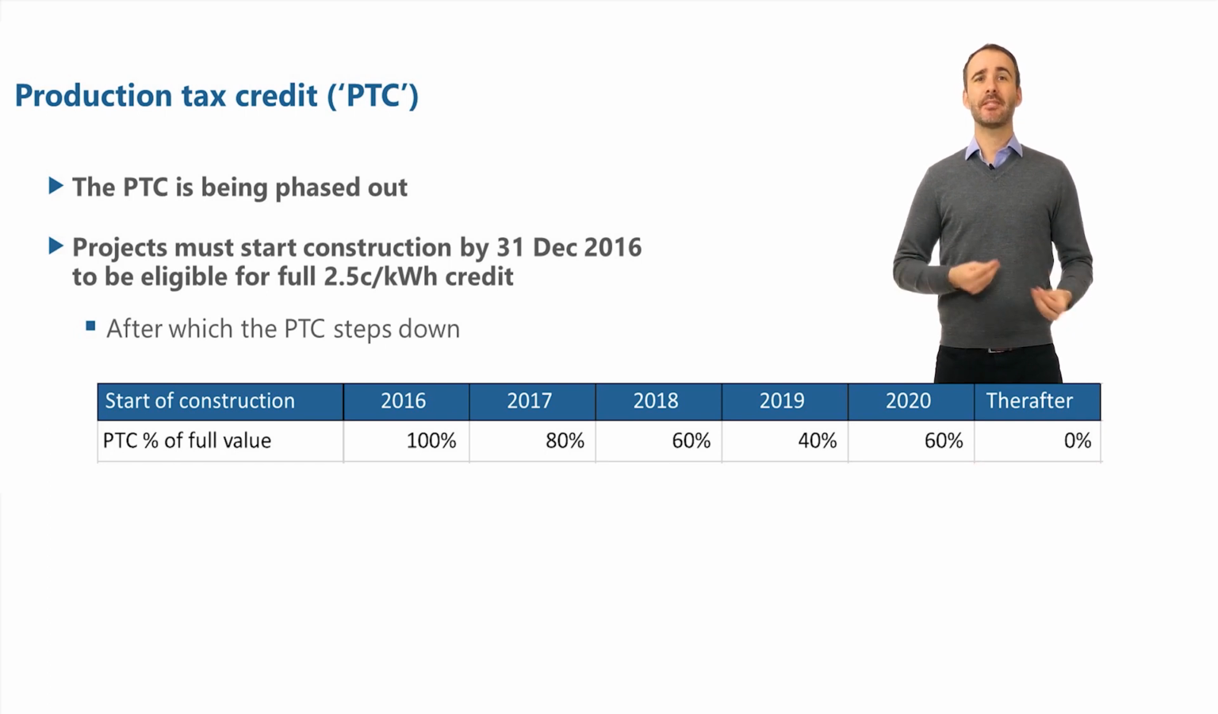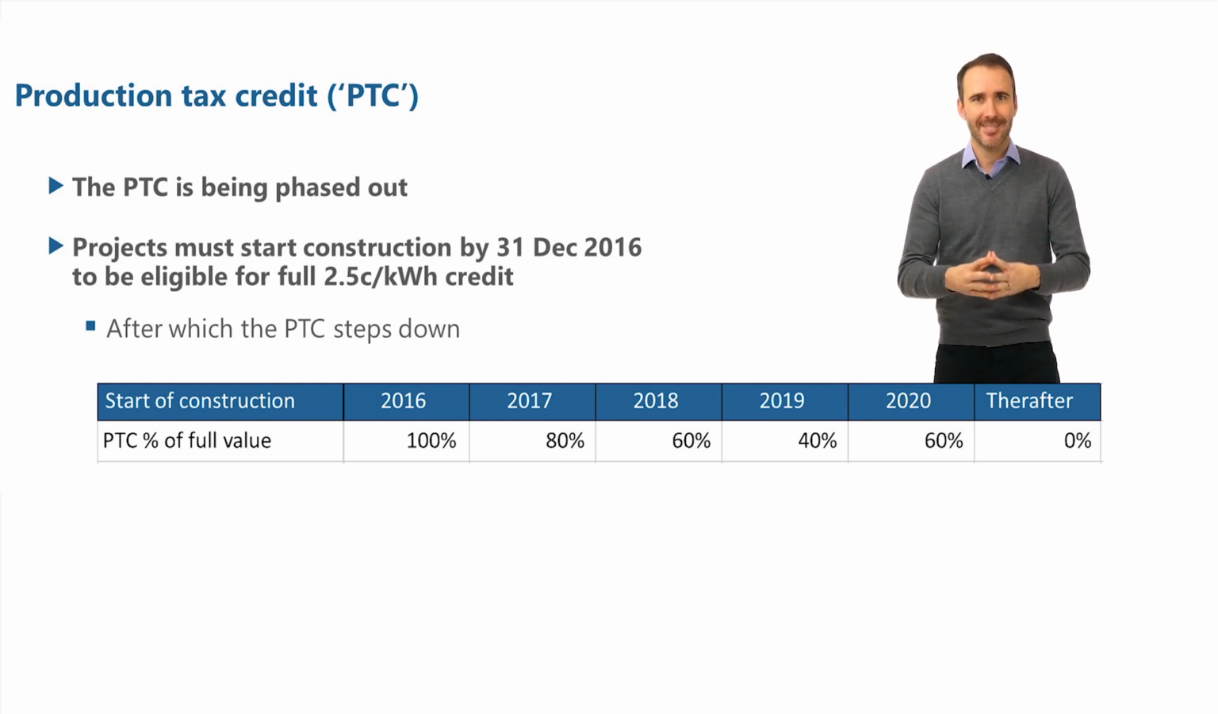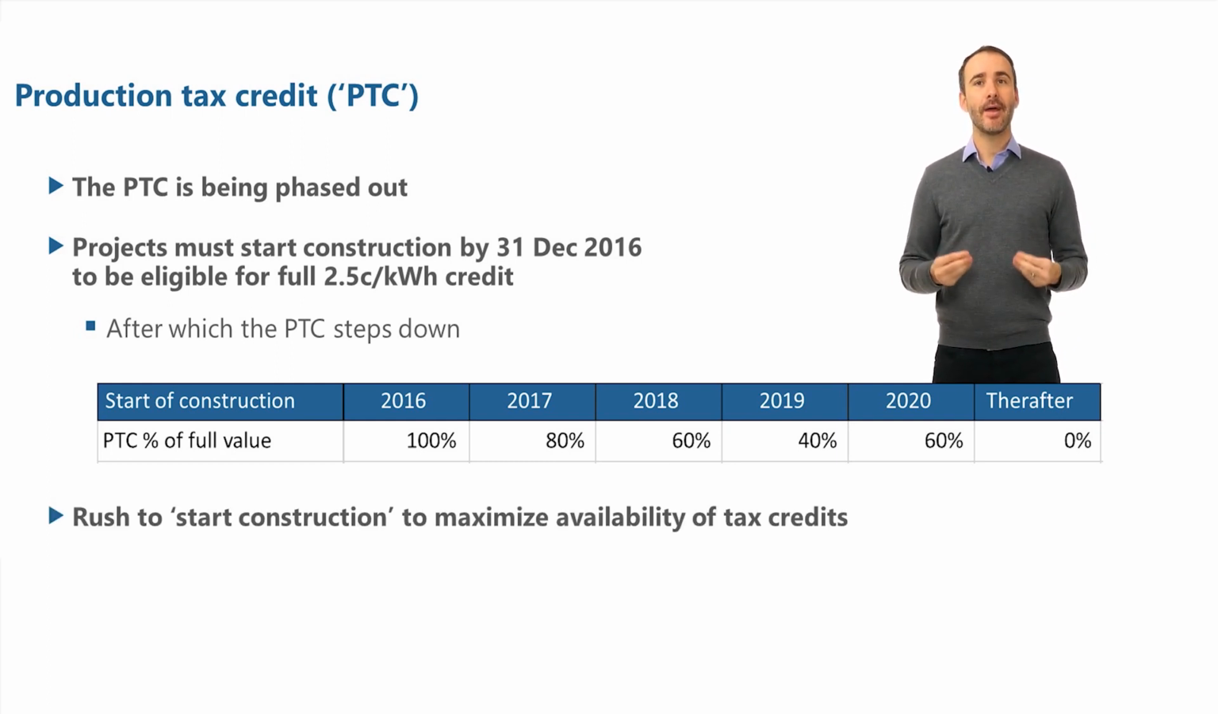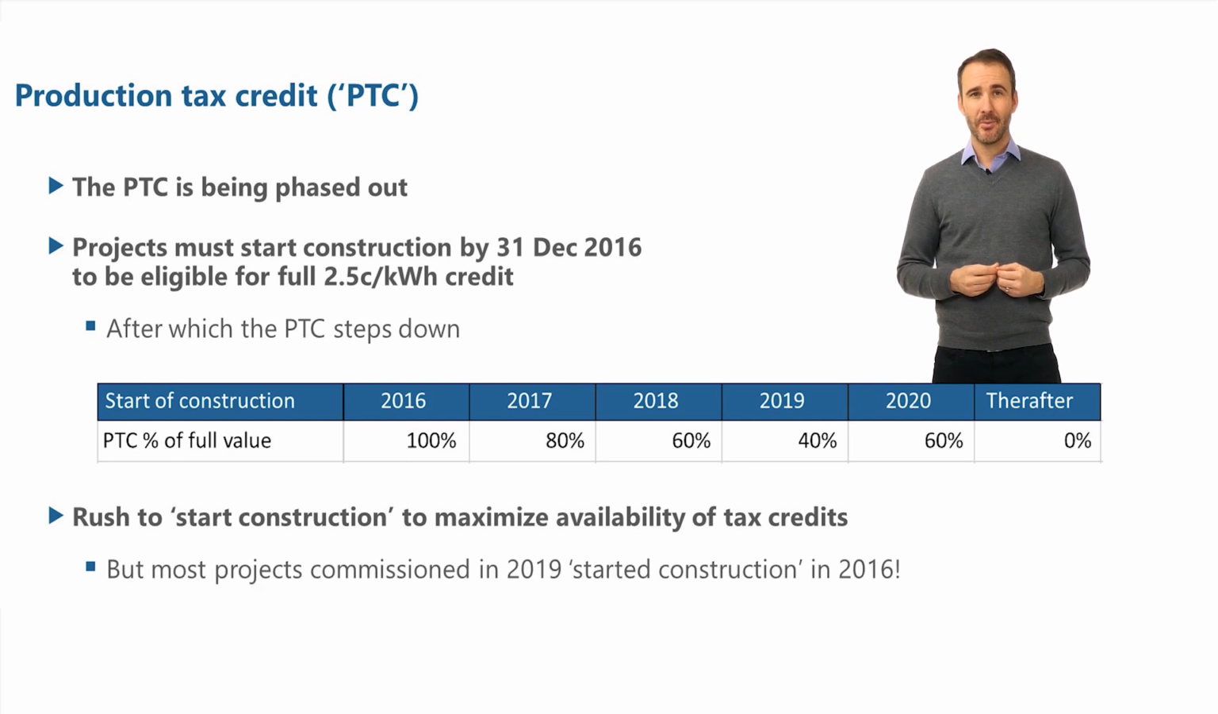And as a result of this step down in PTC, there's been a rush to start construction as soon as possible in order to maximize the tax credit. The IRS has offered extensive guidance defining precisely what it means to start construction. And in our observation, most of the large wind projects commissioned in 2019 were deemed to have started construction in December 2016 or earlier, which means they are entitled to the full PTC value with no phase out.